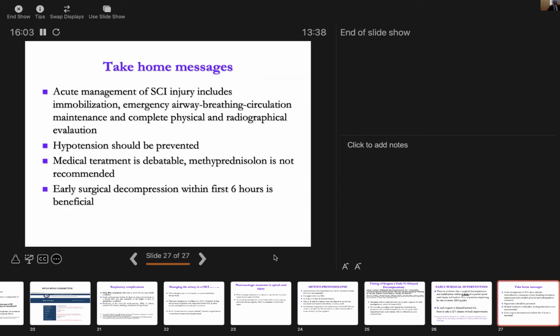So the take-home message for this presentation is: acute management of spinal cord injury includes immobilization, emergency airway, breathing, circulation maintenance, and complete physical and radiological evaluation. Hypotension should be prevented and corrected. Medical treatment is debatable. Methylprednisolone is not recommended today. Early surgical decompression, especially in the first 6 hours, is beneficial.